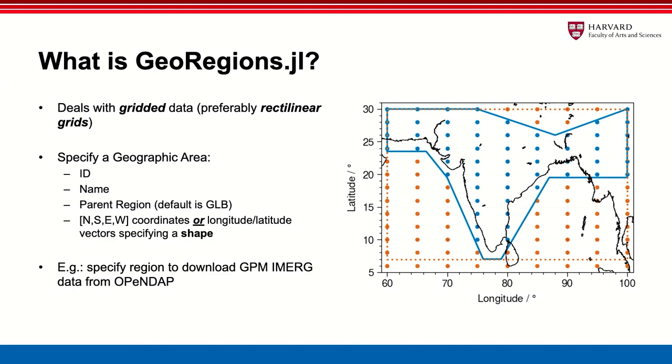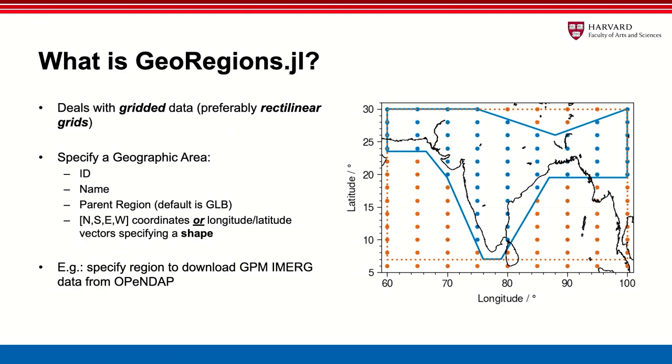And then with that particular shape or that particular region along longitude, latitude is what I consider a geographic region, or a georegion for short. The reason why I created this package is specifically because I wanted to be able to specify regions to download data. So if I, for example, wanted to download NASA precipitation data only for a specific region, then I would use GeoRegions to specify that region for downloading, because the NASA precipitation dataset is huge.